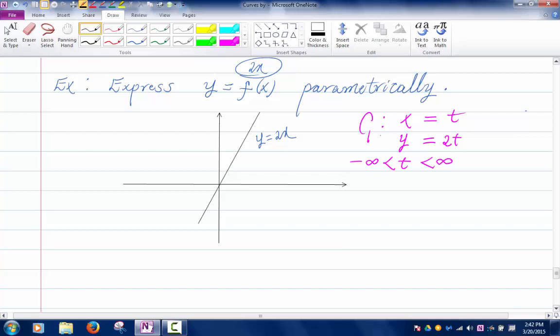Give me another one. Very good. C1, if I take x to be negative t, y would be negative 2t. No, sorry.